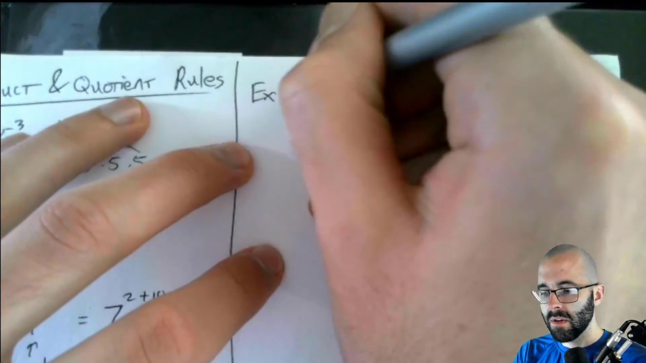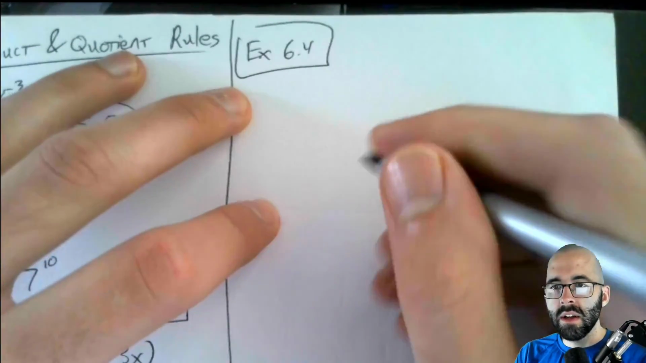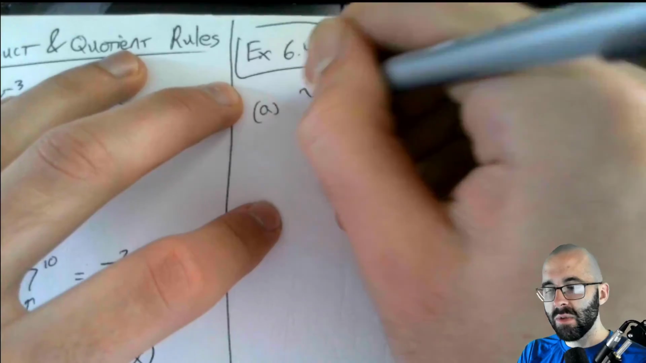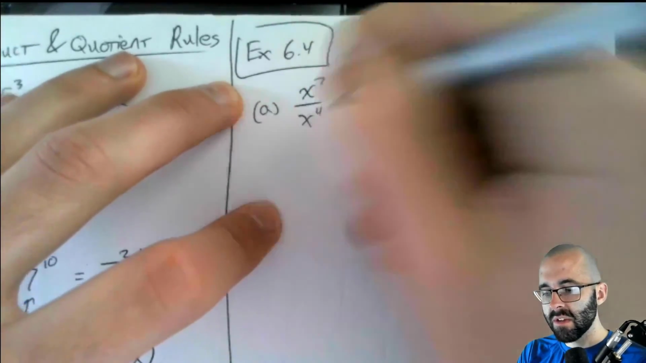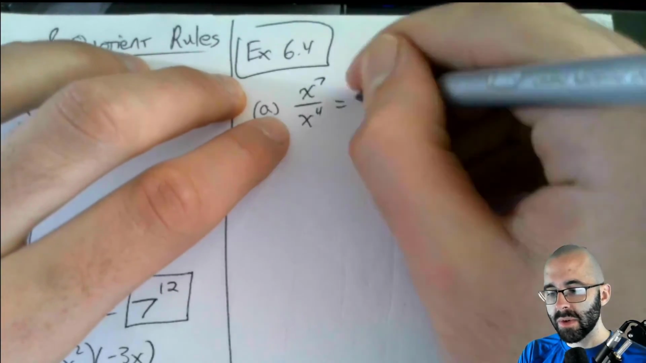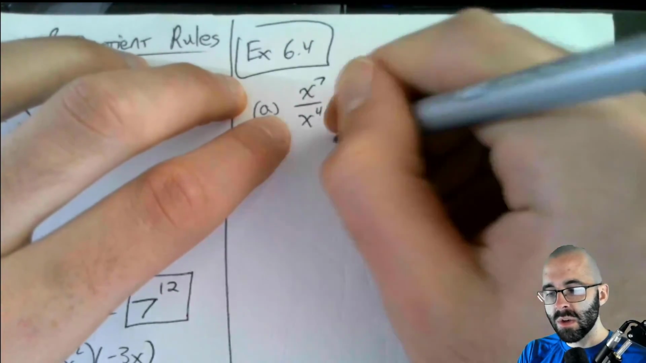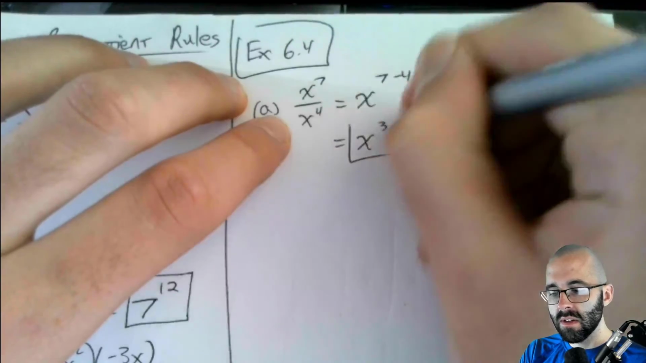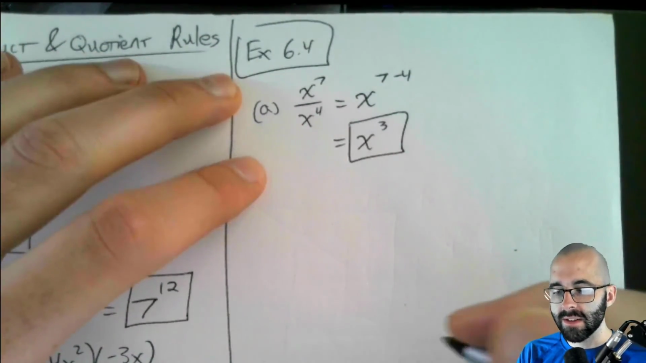So example 6.4 says simplify this stuff. We got x to the 7th over x to the 4th. They have the same base. We should just be able to take the top exponent, subtract the bottom exponent. 7 minus 4 should be 3, if my calculations are correct.